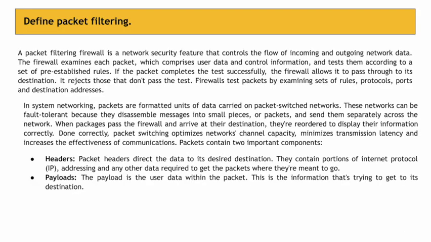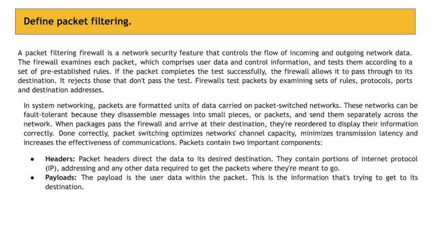The next is: define packet filtering. A packet filtering firewall is a network security feature that controls the flow of incoming and outgoing network data. The firewall examines each packet, which comprises user data and control information, and tests it according to a set of pre-established rules. If a packet completes the test successfully, the firewall allows it to pass through to its destination. It rejects those that don't pass the test.